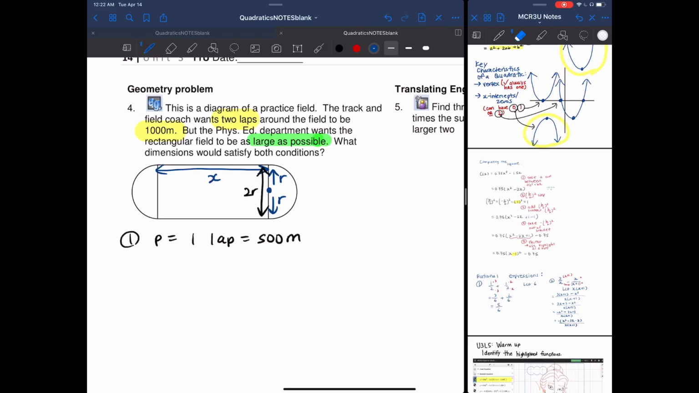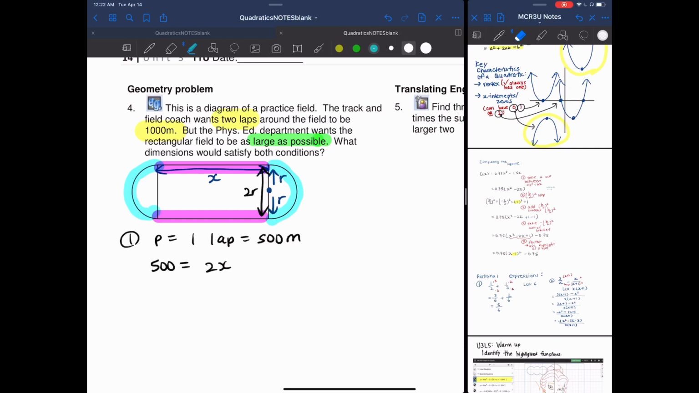How is that going to help us? Let's break down the perimeter. If I go all the way around, I have 500 meters. But I have this part basically, and how many do I have? I have two of the length, two times the x. Okay, and then I have the other part, which is here.